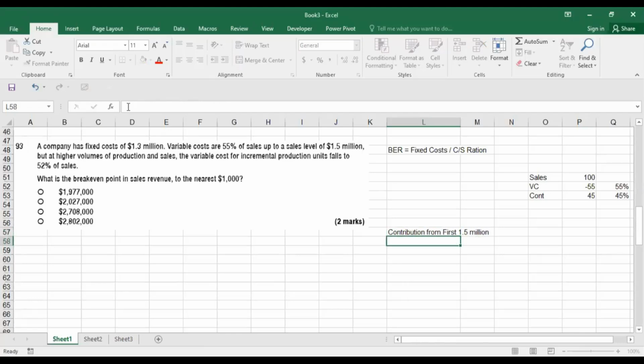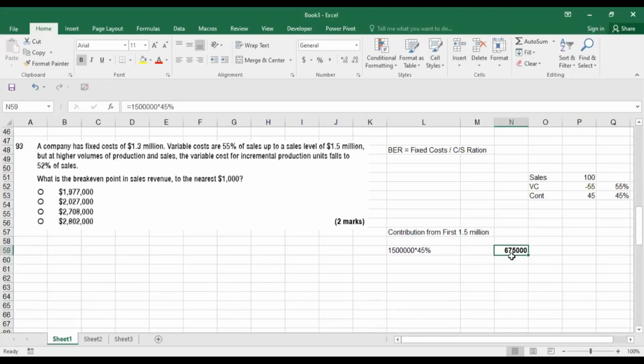Contribution from the first 1.5 million. How much contribution do you make from the first 1.5 million? 1.5 million multiplied by 45%, because they told you that for the first 1.5 million, variable cost is 55%. So this is the contribution I'm getting from the first 1.5 million: 675,000 of the fixed cost we have recovered. When you sell the first 1.5 million worth of sales, you already recover 675,000 of your fixed cost.